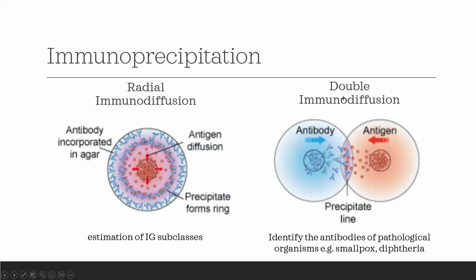And similarly, there's a double immunodiffusion. In this agarose plate, you put the antibody in the middle, and in this one, you put the antigen in the middle, and they diffuse in opposite directions. When they meet each other, there will be a precipitation line. This method was first introduced to detect antibodies for some pathogenic organisms such as diphtheria or smallpox. And these two are very old methods, probably we do not use them anymore in day-to-day practice.